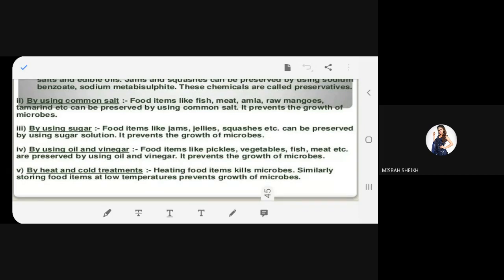Next, by using oil and vinegar. Food items like pickles, vegetables, fish, meat, etc. are preserved by using oil and vinegar. It prevents the growth of microbes. So we have the ready-made pickles, which are made in vinegar. Remember that? We have vegetables also in the can, in the tin, which are added with vinegar. So why are we using it? Because it prevents the growth of microbes.